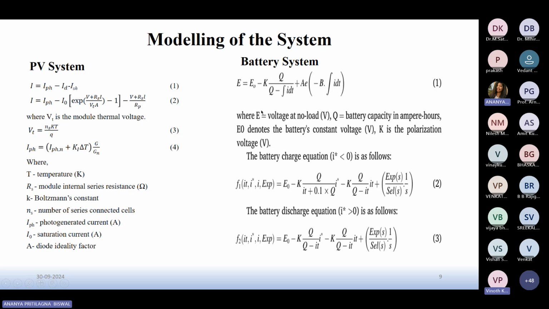Similarly, for the battery system, given by equation number 1, E is the no load voltage, Q is the battery capacity, E naught denotes the battery constant voltage, and K is the polarization factor. We have considered two cases, where I reference less than 0 and I reference greater than 0, for battery charging and discharging expressions, which are denoted by equation 2 and equation 3.